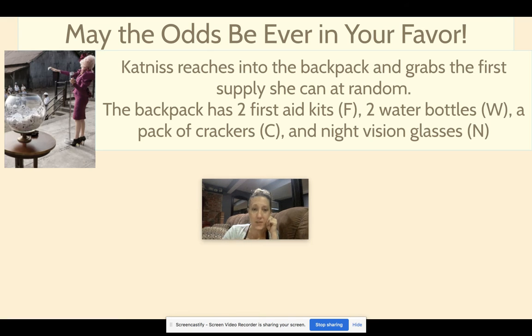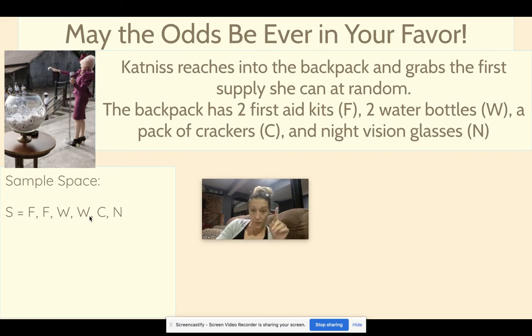What do you think the sample space would look like for this? Hopefully you listed them all out. The sample space for this would be FF WW C N, because you have 2 first aid kits, 2 water bottles, 1 pack of crackers, 1 pair of night vision glasses. So now we're going to use that sample space to create our probability model, where we list the probabilities of each thing in the sample space. So let's do that probability model.